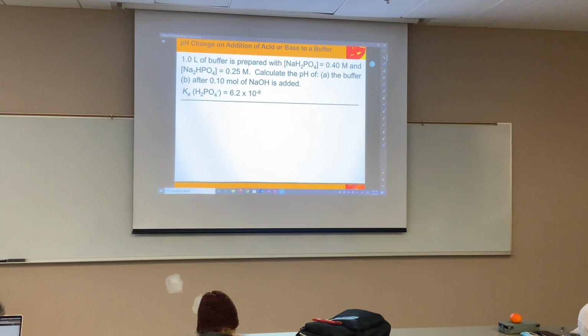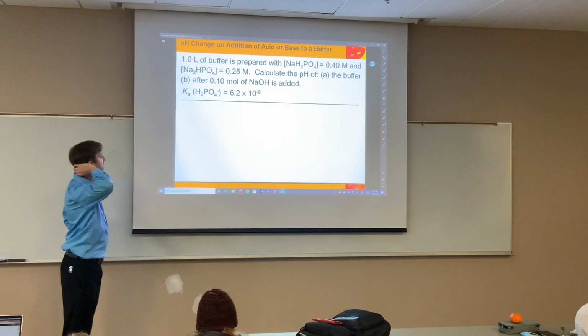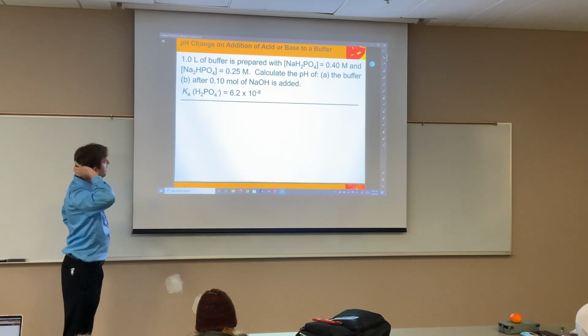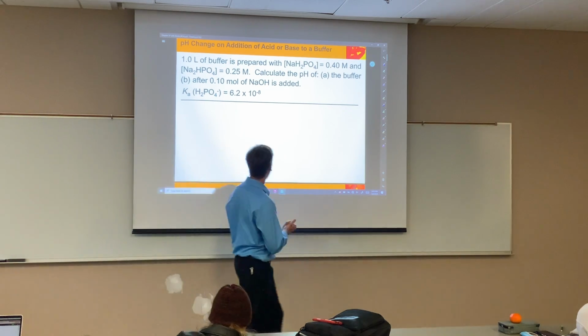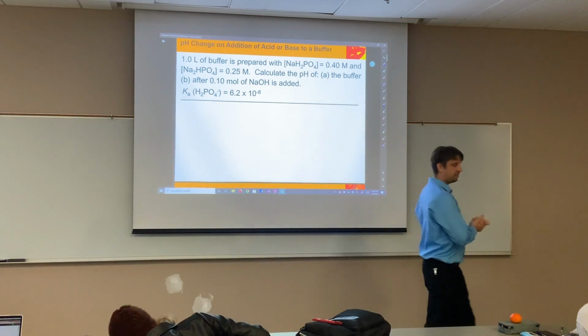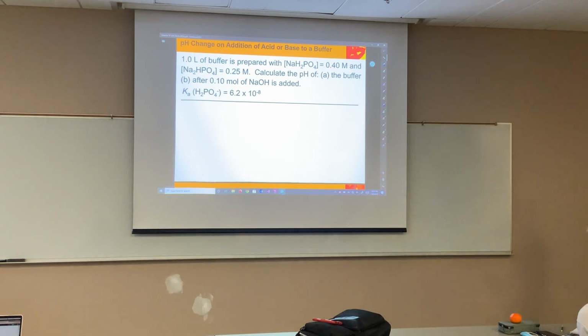All right. So let's see what happens here. A 1 liter buffer is prepared with some components. Calculate the pH of the buffer. And then after 0.1 moles of sodium hydroxide is added. So A is just more of what we were doing beforehand. See if you guys can get A worked out.